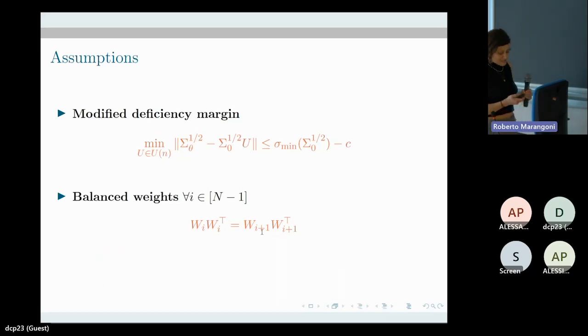The first assumption is that this formula here is just a variational formulation of the Bures-Wasserstein. By this, we want to say that we have to initialize around the target covariance. And then the second assumption is that the weights are balanced. This means that during training, our matrices do not drop rank.